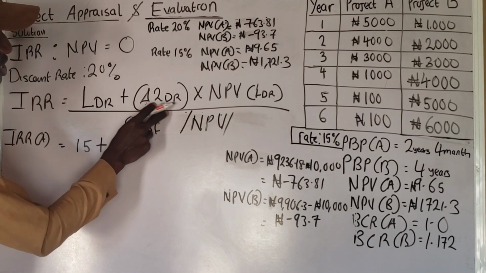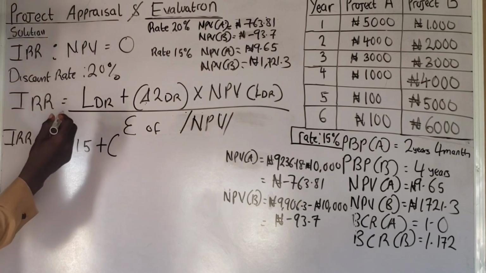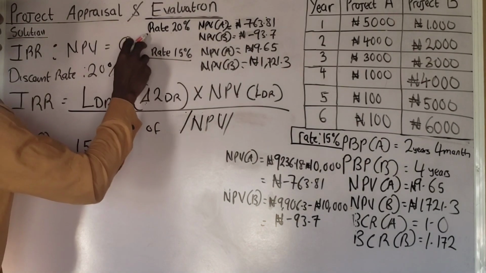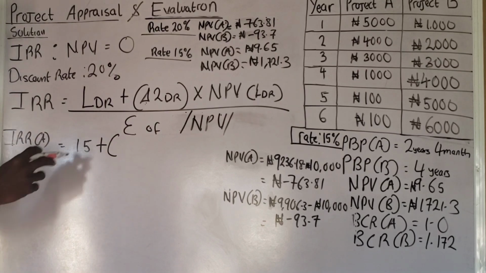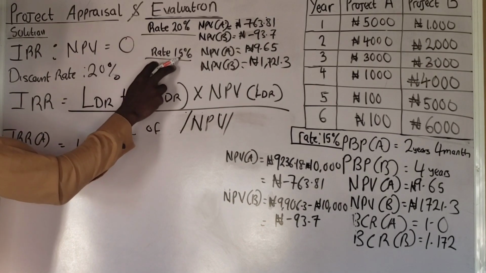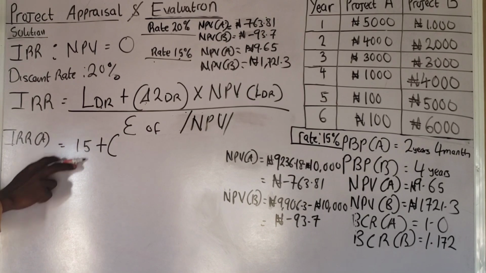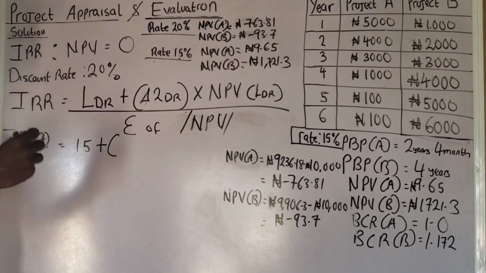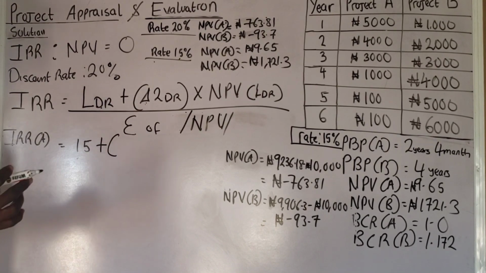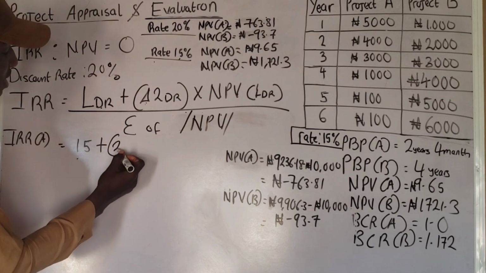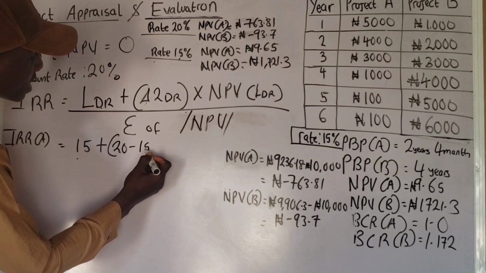That is change in DR. The difference between the two discount rates. We have two discount rates. Are you paying attention? The first discount rate is 15% and the second is 20%. You understand? The lower discount rate among these is what? 15%. So I have the lower discount rate, which is 15%, plus the change in the two discount rates. Change means the difference. You understand? The difference between the two discount rates is what? 20 minus 15.